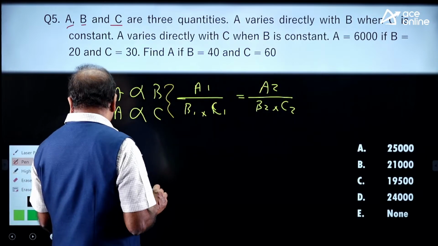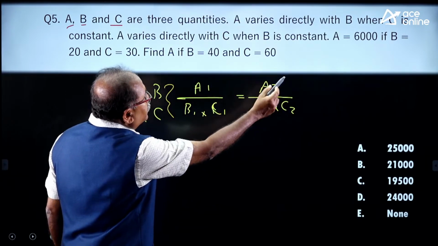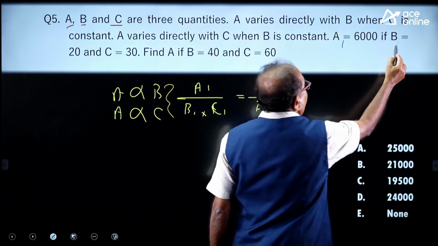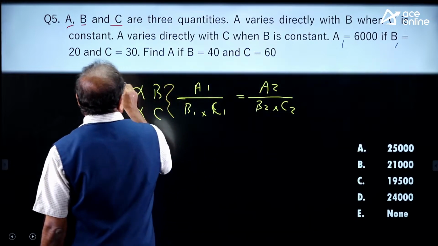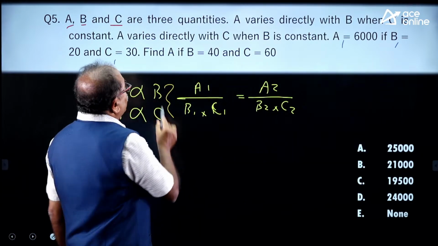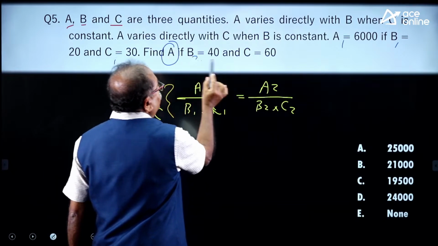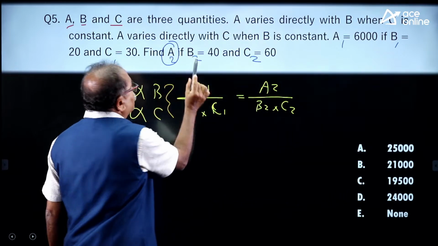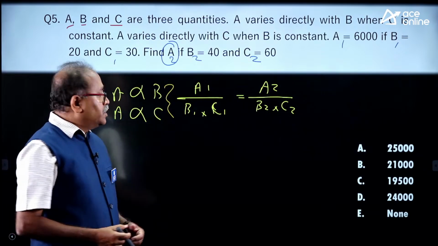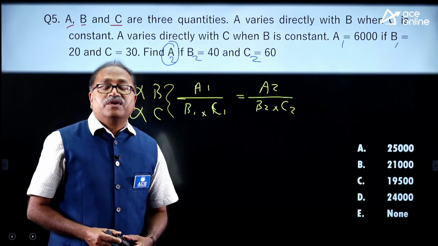Now, let's read the question here. What is said here? A1 is given, B1 is given, C1 is given. You need to find out A2 when B2 is given and C2 is given. Put that in the formula, you get the answer.